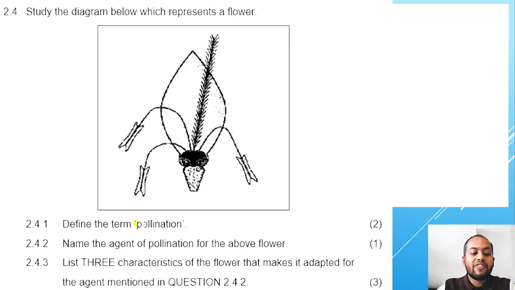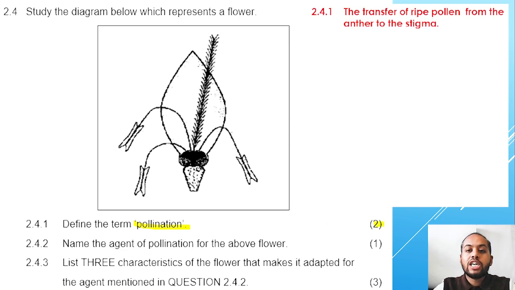2.4.1 says define the term pollination for 2 marks. So what does pollination mean? It's the transfer of ripe pollen from the anther to the stigma. You are transferring ripe pollen from the anther to the stigma.